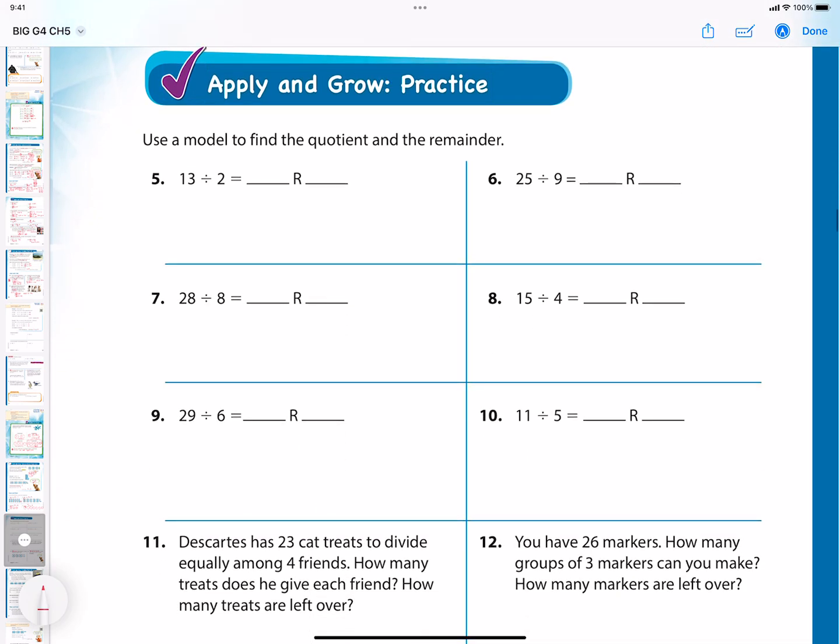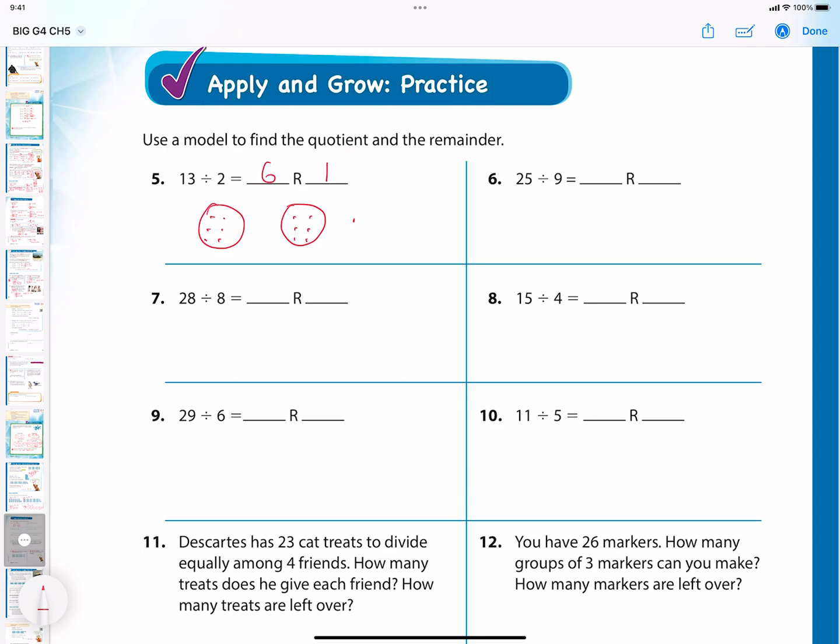All right, welcome back. This is use a model to find the quotient and the remainder. Okay, I'm going to use the model. 2 groups for 13. 1, 2, 3, 4, 5, 6, 7, 8, 9, 10, 11, 12, and 1. I cannot put this in each group, so I'm going to say the remainder is 1. In each group, how many counters are there? Yes, 6.